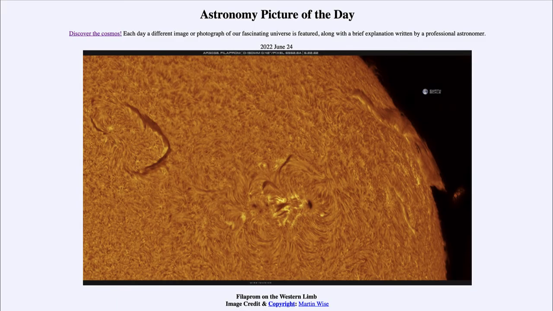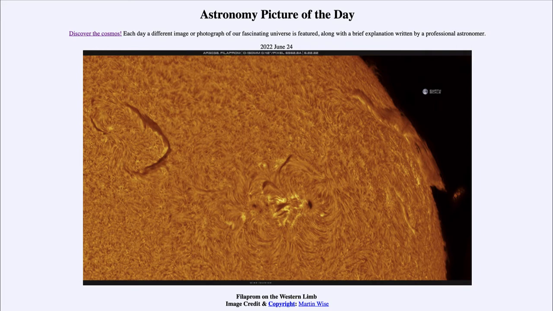One of the things that I like to do in each of my introductory astronomy classes is to begin the class with the astronomy picture of the day from the NASA website at apod.nasa.gov/apod. And today's picture for June 24th of 2022 is titled Filaprom on the Western Limb. So what do we see here?